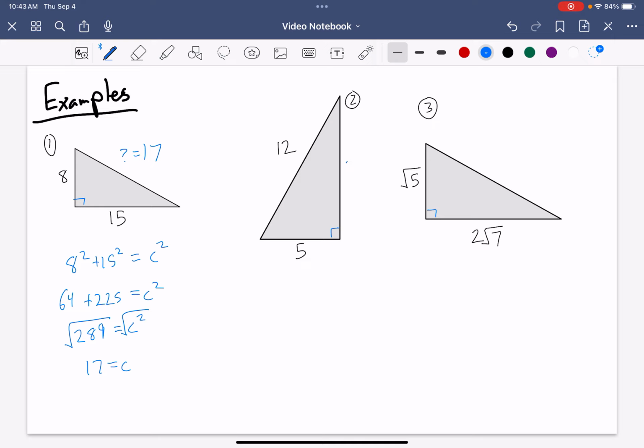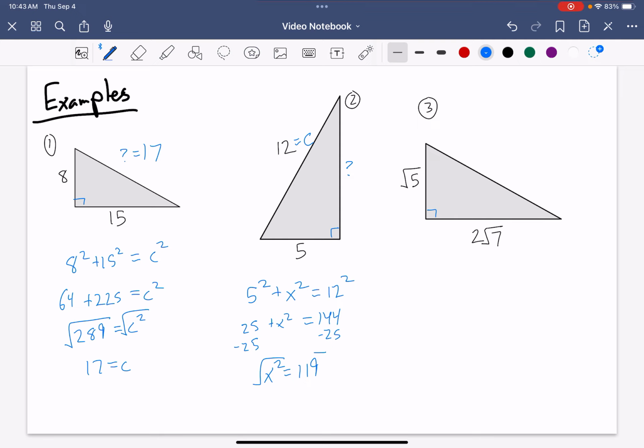I can also use it to find a missing side length. But now I got to recognize that this 12, that's equal to my c. So when I go to set it up, I'll go 5 squared plus my unknown squared, so I'll use x, is equal to 12 squared. So I get 25 plus x squared is equal to 144. Now I want to solve this equation, so I'm going to subtract 25 from both sides. So 144 minus 25. That gives me x squared is equal to 119.